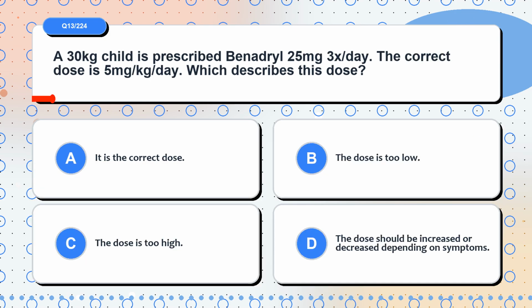Question 13. A 30 kg child is prescribed Benadryl 25 mg 3x/day. The correct dose is 5 mg/kg/day. Which describes this dose? Here are the options. Option A. It is the correct dose. Option B. The dose is too low. Option C. The dose is too high. Option D. The dose should be increased or decreased depending on symptoms.